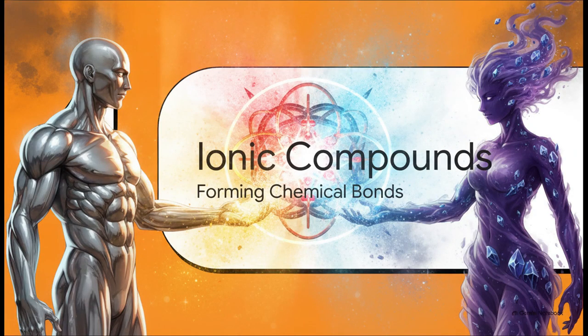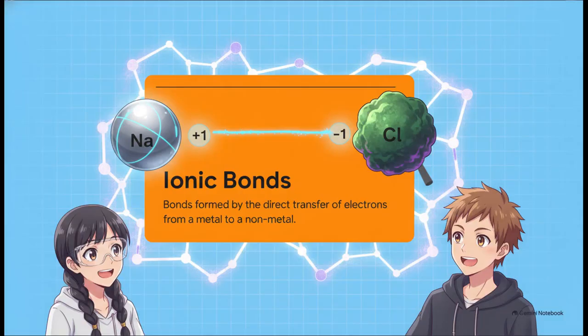Section 4. Forming ionic compounds. Let's shift our focus. What kind of magic happens when a metal and a non-metal finally team up? How do they actually bond? Through a direct transfer of electrons. See, metals have extra electrons they are desperate to lose, and nonmetals need electrons to become stable. So it's a perfect match.